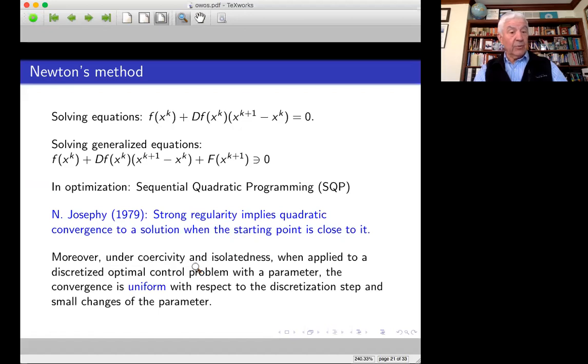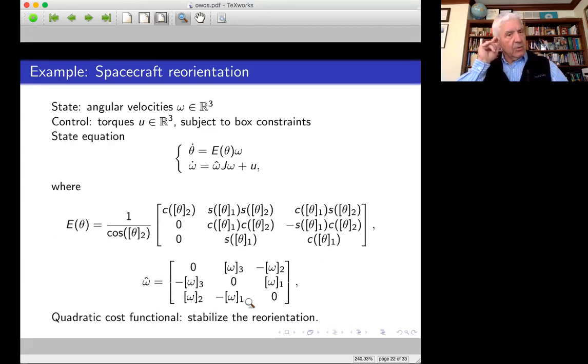And we can add to that more, that in the optimal control case, under coercivity and isolatedness, when the Newton method or the SQP is applied to the discretized optimal control problem with a parameter, the convergence of the Newton methods is uniform with respect to the discretization step and small changes of the parameters. Instead of presenting here a theorem which is very bulky regarding this dependence, I'll give you an example.